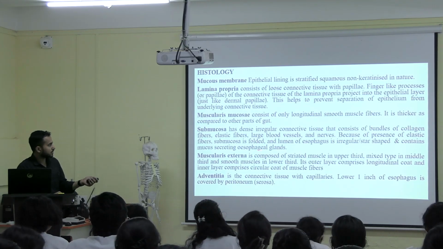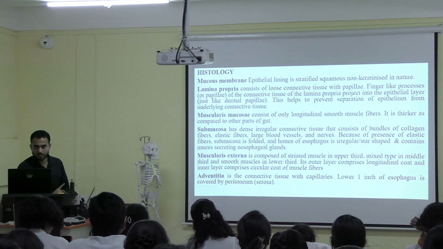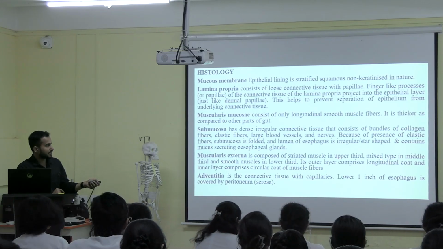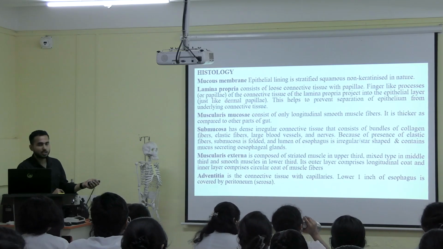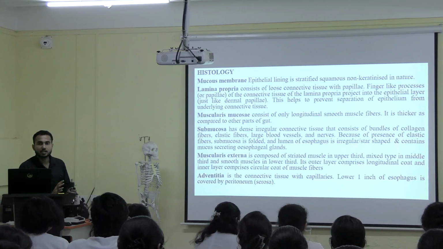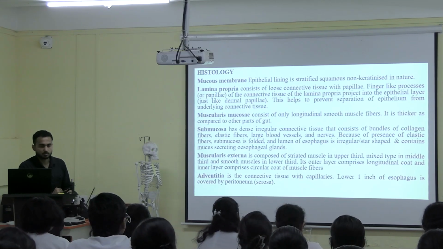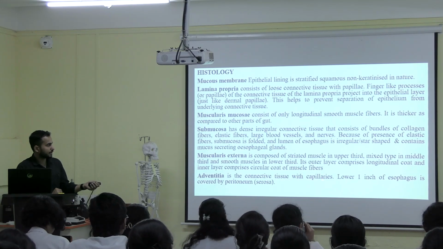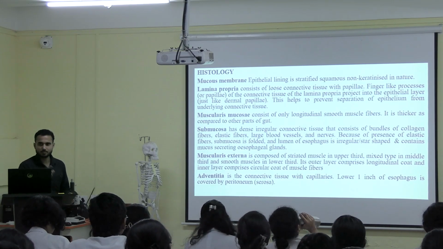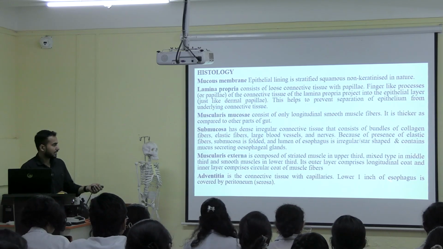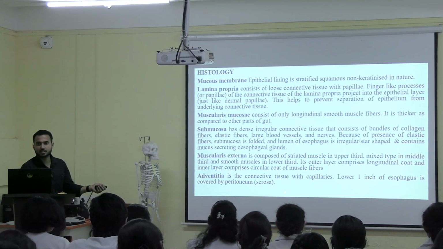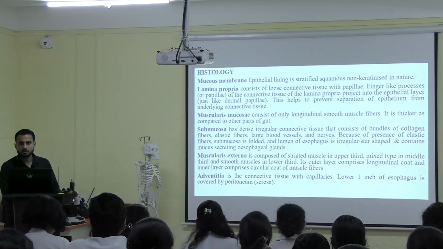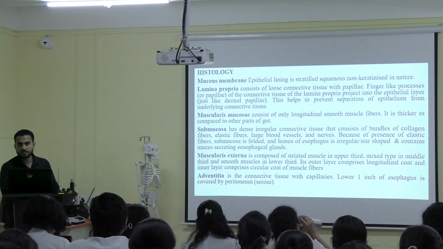Next, it also contains mucus secreting esophageal glands, which just now I have shown you. Next, muscularis externa, composed of striated muscle in the upper third, mixed in the middle, and smooth muscle in the lower third of the esophagus. That is the exception in case of esophagus. Adventitia, connective tissue is there with capillaries, and lower 1 inch or approximately 2.5 centimeter of the esophagus is covered by peritoneum, where you can see the serosa. Remaining entire part is covered by adventitia. So these are the layers which are present in the esophagus.